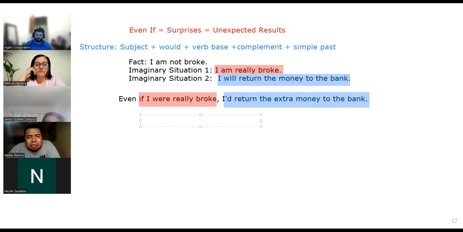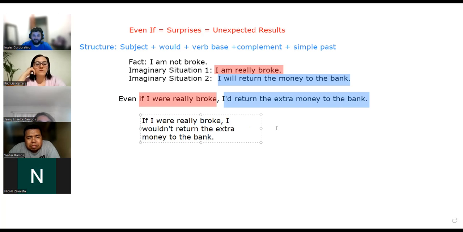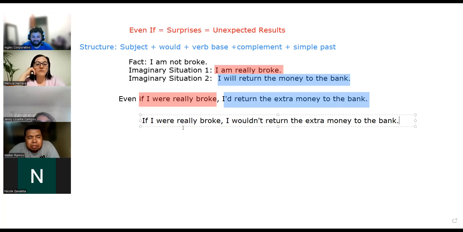The thing is this, guys. If I were really broke, I wouldn't return the extra money to the bank. And this is correct. You know why? Because is this result expected or not? You know what, guys? I'm going to give you a more real example, okay? We're going to do something.